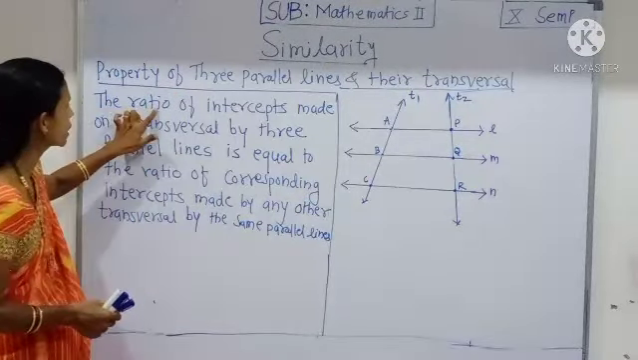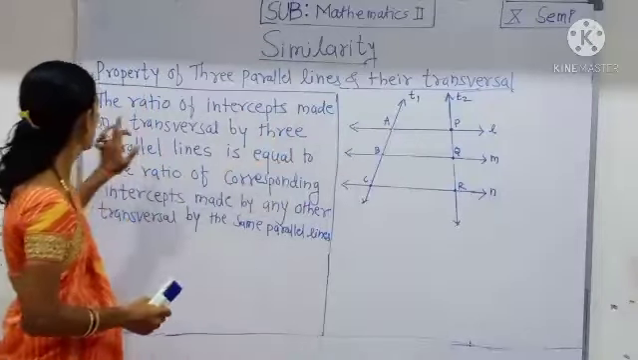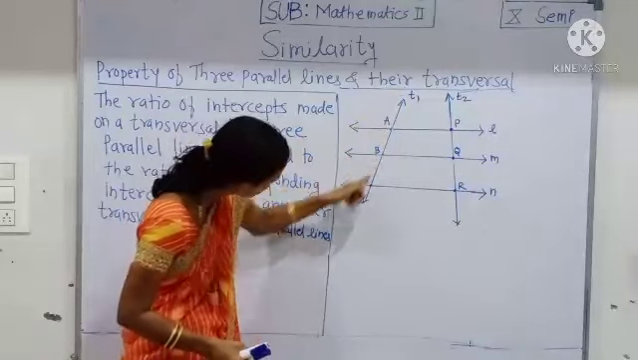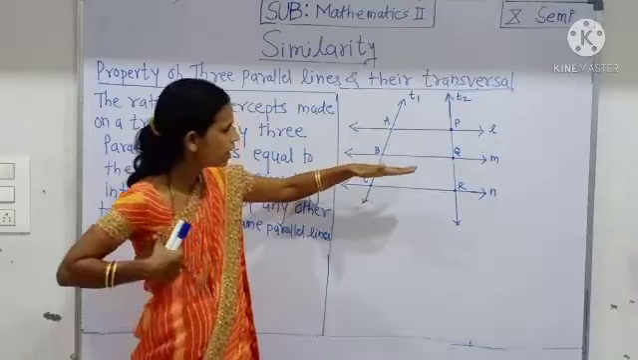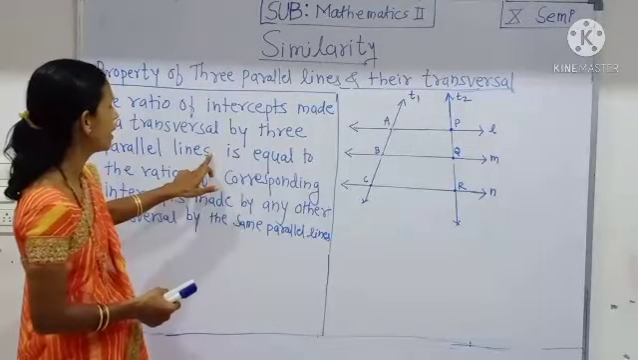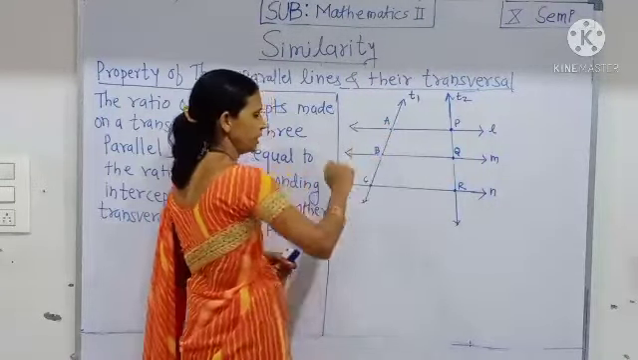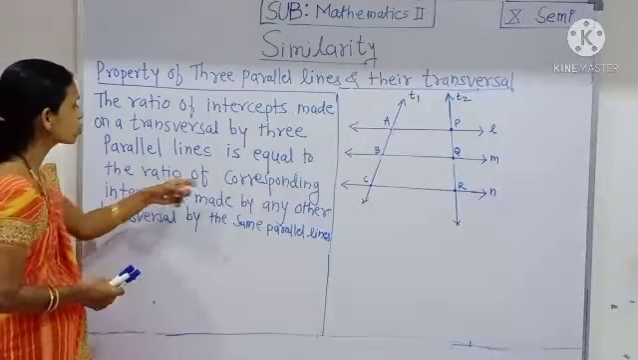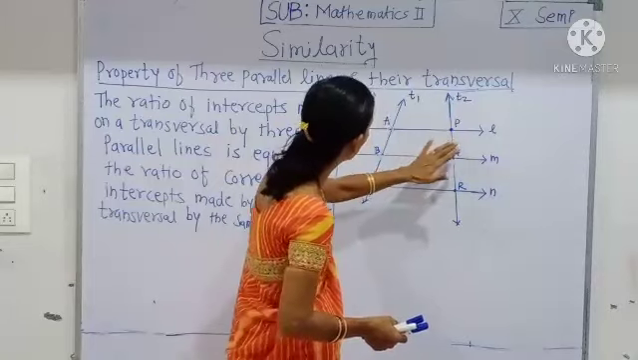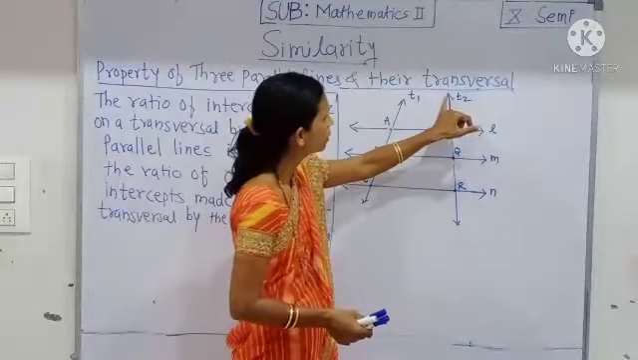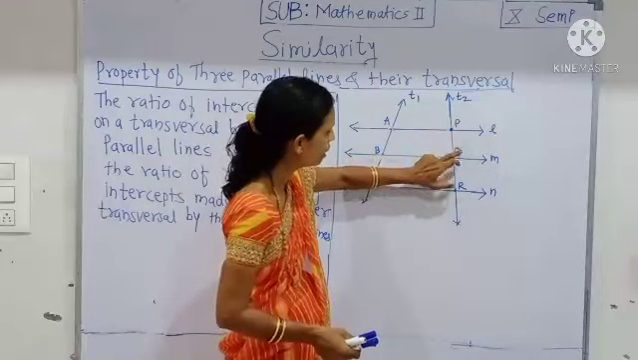That is, the ratio of intercepts made on one transversal, that is the two intercepts AB and BC made on transversal T1 by the three parallel lines L, M and N, is equal to the ratio of the corresponding intercepts made on the other transversal, T2, by the same parallel lines. That is, AB upon BC equals PQ upon QR.